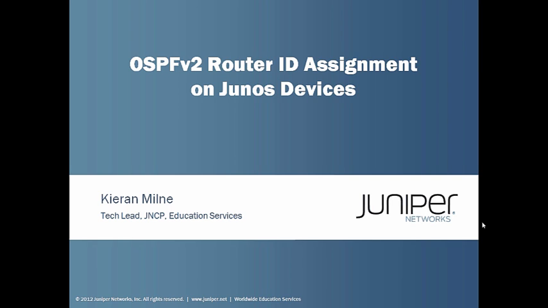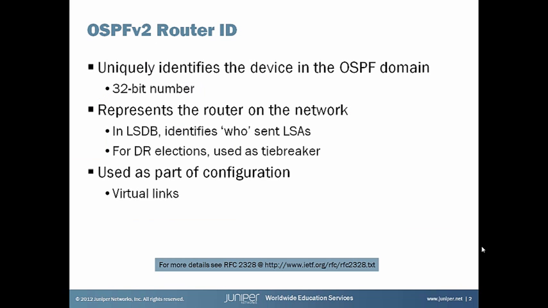This learning bite is going to focus on OSPF v2 router IDs and how they are assigned on Junos devices. A router ID uniquely identifies each device in an OSPF network. It takes the form of a 32-bit number and really represents each router for OSPF-related activities in that domain.